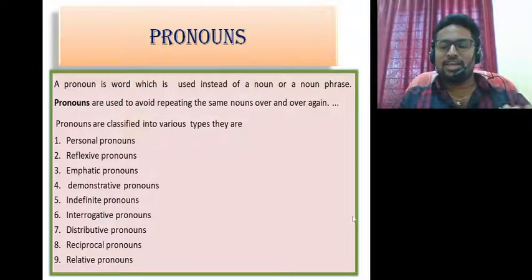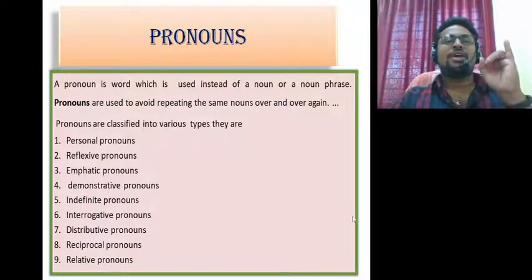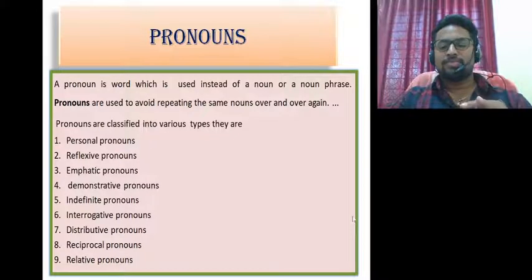Based on the meaning, we have 4 types of noun. One is concrete noun. Concrete noun is also called a material noun. And abstract noun, material noun, and collective noun, which we have discussed.